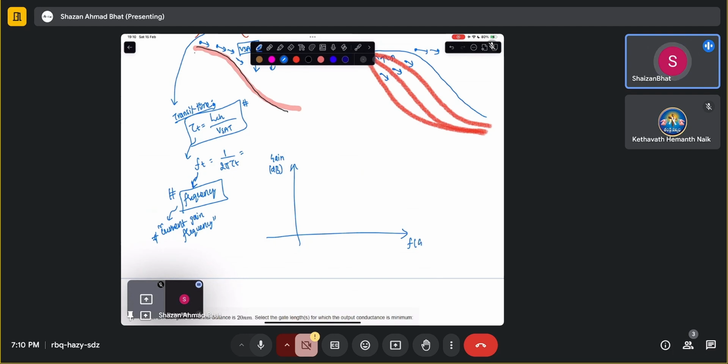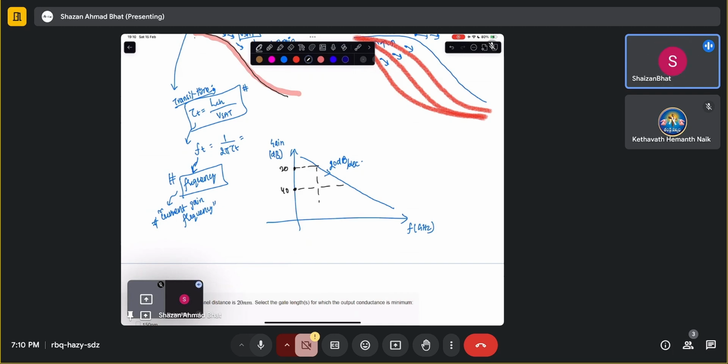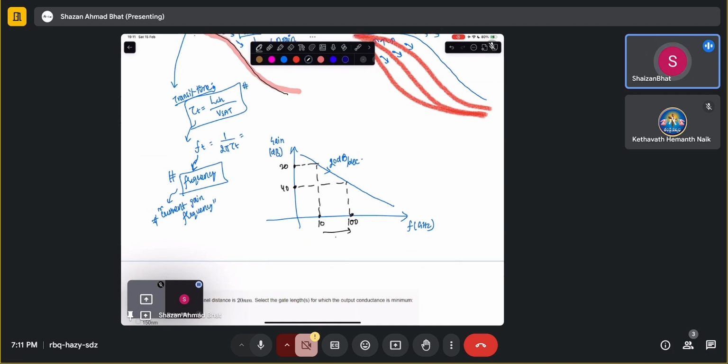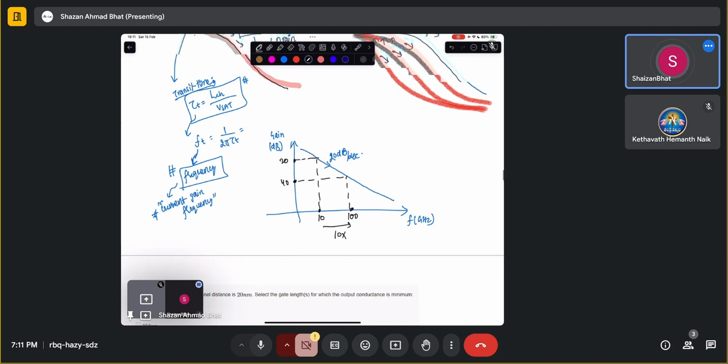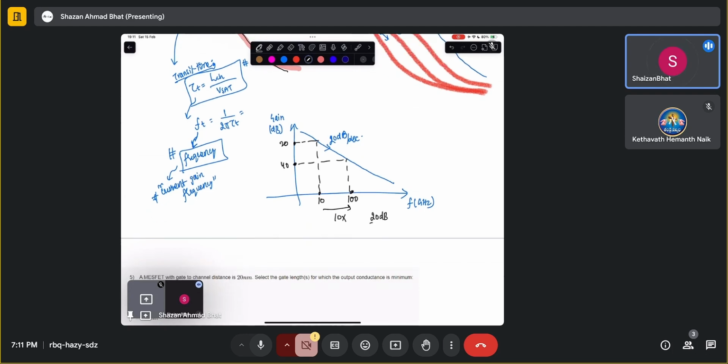This is frequency, let's say in gigahertz. You have a plot like this, and this slope is 20 dB per decade. What does it mean? It means that if this value here is, let's say, 20, and this is 40, then this particular change, if this is 10 and this is 100 gigahertz, will be 10 times. That means a 20 decibel per decade change.